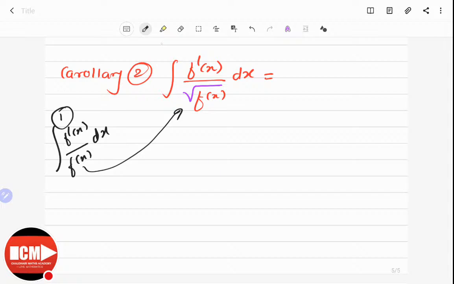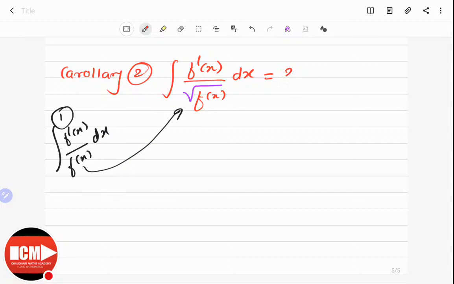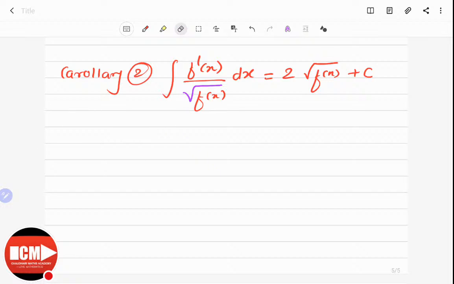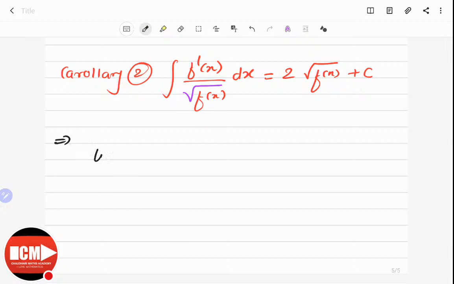And if you want, you can guess the final answer, but the final answer for this corollary is twice of under root f of x plus c. So let's try to understand this with the proof. Here I am starting. Let this f of x equal to t. Once again I am repeating, these are all corollaries on the basis of substitution. So let's start with the substitution. And what do you have to substitute? Always substitute a term whose derivative is present in the integration.